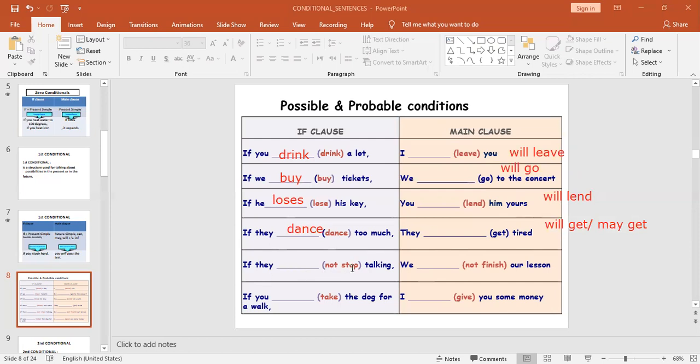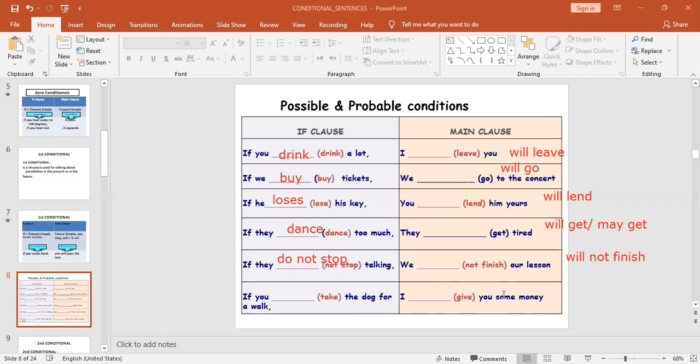What about the next? If they not stop talking, we not finish our lesson. So here I must negate the sentence. It will be at present. So if they do not stop, what will happen? We will not finish.